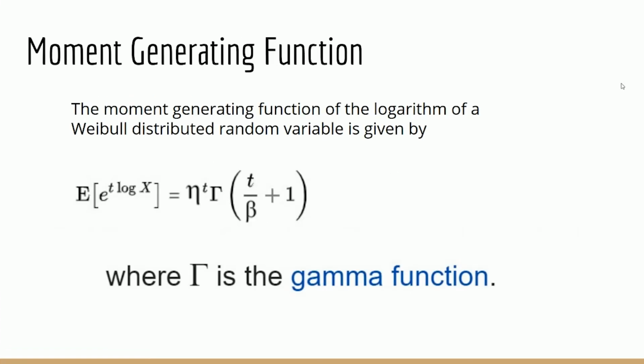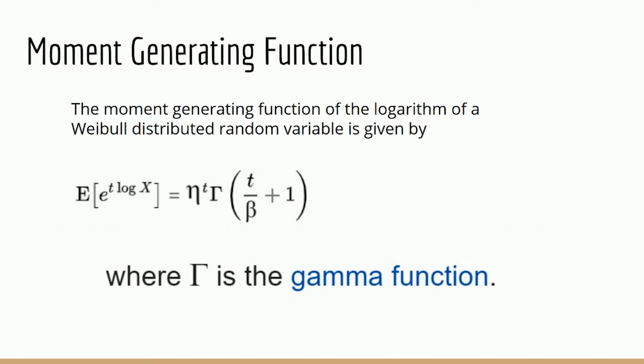Alright, so now we're going to go over the moment generating function, and this is basically the function of our logarithm, which will give us the moments of our Weibull distribution. Our first moment obviously is going to be the expected value, the second moment is going to be our variance, third the skewness, and fourth kurtosis.